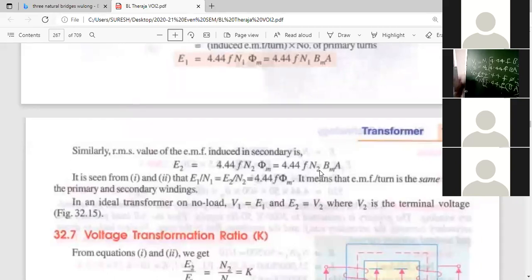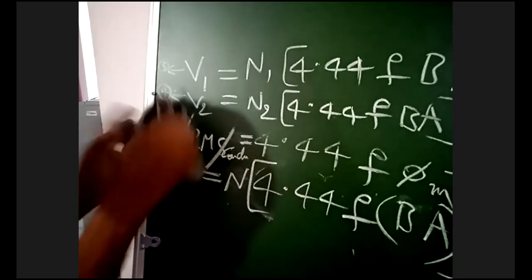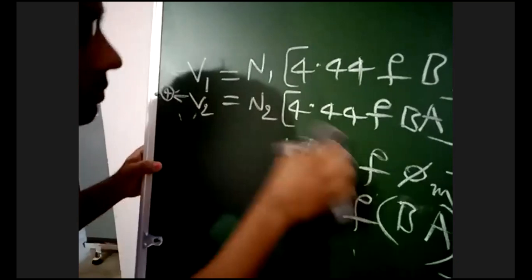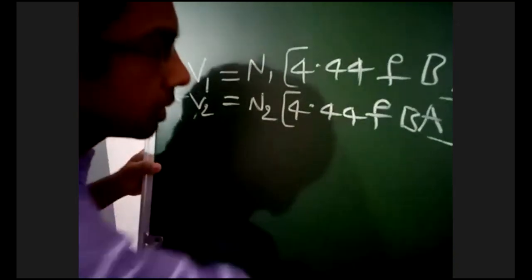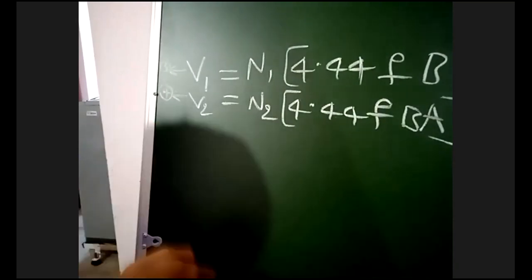Let it be equation 1, equation 2, equation 3, equation 4. This equation is 3, this equation is 4. In exam, we have to derive up to this. For the EMF equation of transformer, we have to derive up to this.